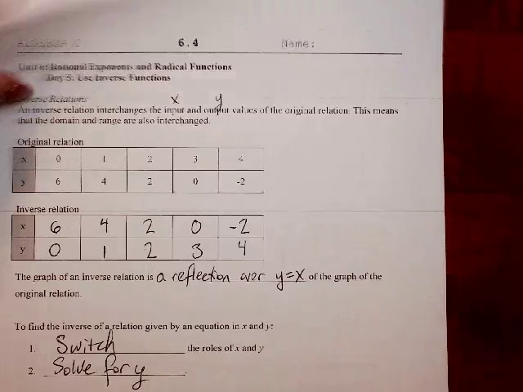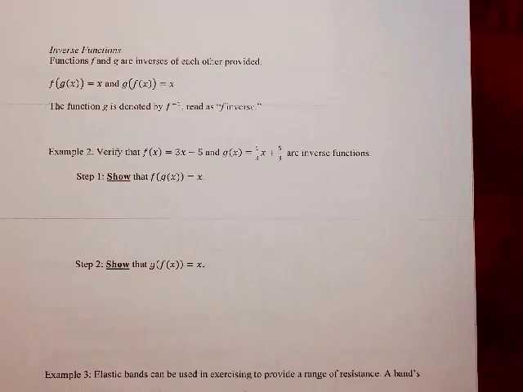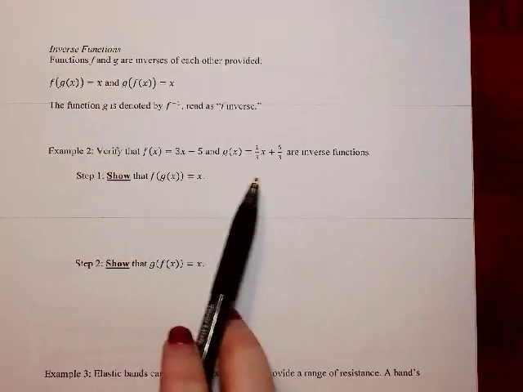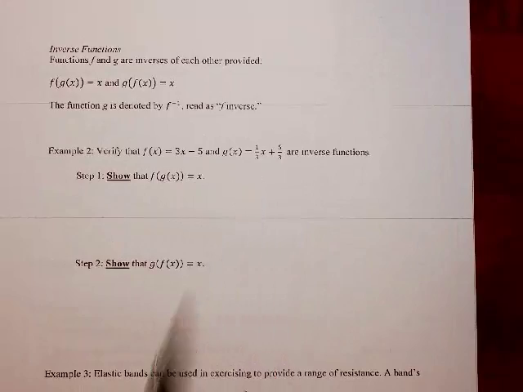Okay. Now for a slightly trickier definition. Inverse functions. Functions f and g are inverses of each other, provided f of g of x equals x, and g of f of x equals x. The function g is denoted by f to the negative 1, which is read as f inverse. So we want to verify that 3x minus 5 and 1/3 x plus 5/3 are inverse functions.